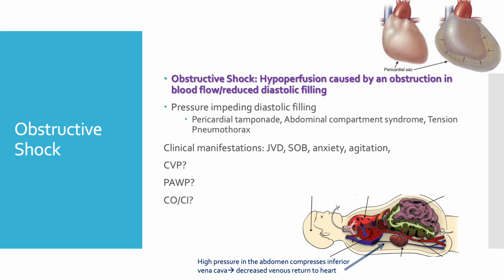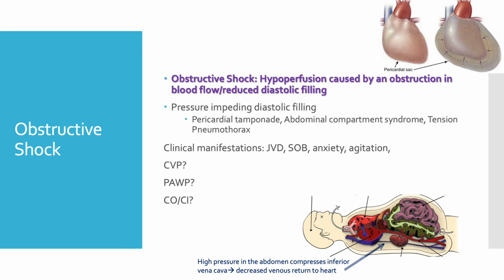Now, aside from the many signs of hypoperfusion that we've discussed, these patients will also often present with a lot of anxiety. Obstructive shock can happen quite quickly. And again, the patient's body senses that something really bad is happening. And they may have this panicked look of fear in their eyes and on their face, and they may be very anxious or even agitated.